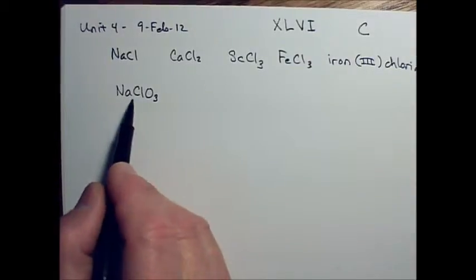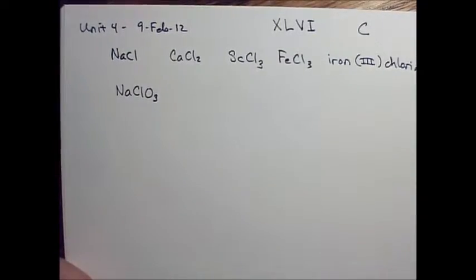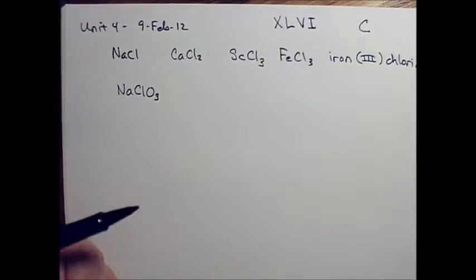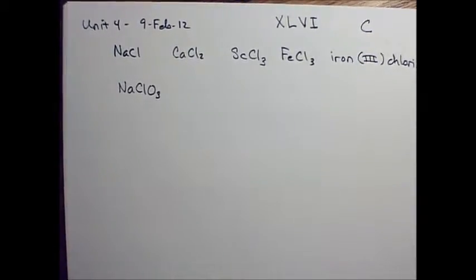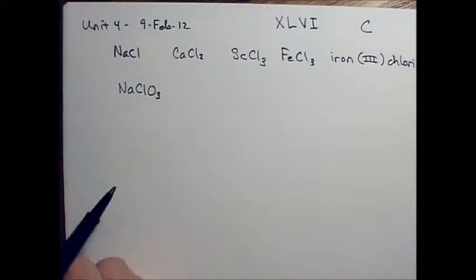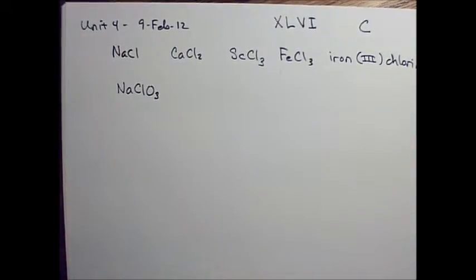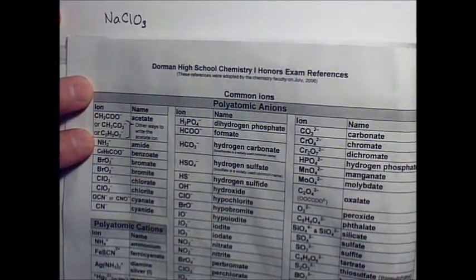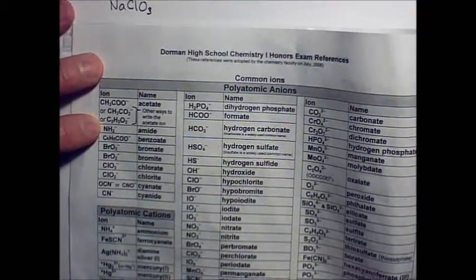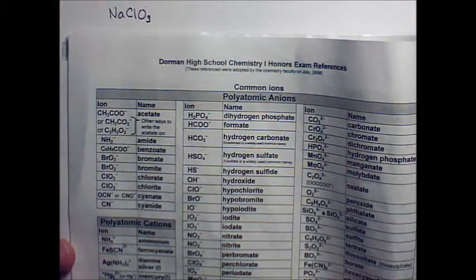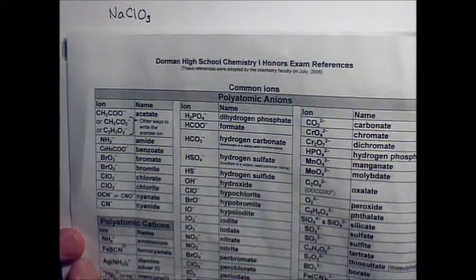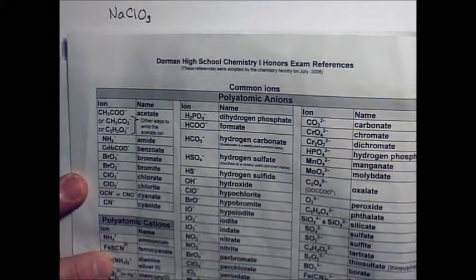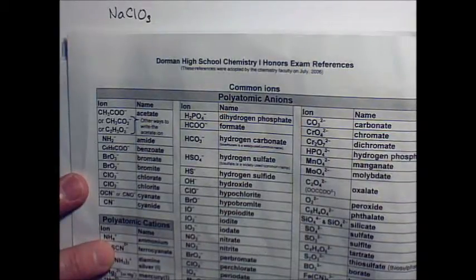When you have a compound that has more than two elements, the strong possibility is you've got a polyatomic ion in there somewhere, and you just have to go through that common ions list, that polyatomic ions list, and find the polyatomic ion in order to name that compound. Okay? So you're going to take that symbol right there and this common ions or polyatomic ion list and see if you can find something that looks like some part of the formula.